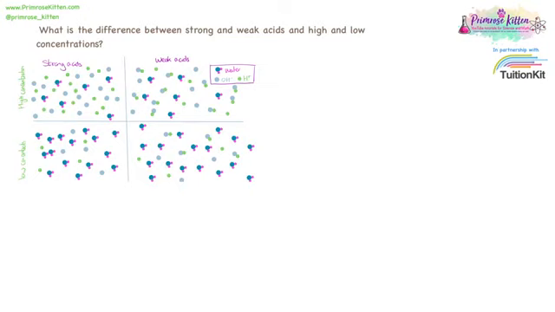What is the difference between strong and weak acids and high and low concentrations? Here we have strong acids and here we have weak acids. The green bits are our acid particles and the purple bits are our alkali particles. We can see with our strong acids that the acid and the alkali have fully dissociated. So the characteristic of a strong acid is that it fully dissociates, which means if you put it into water, the hydrogen ion will separate.